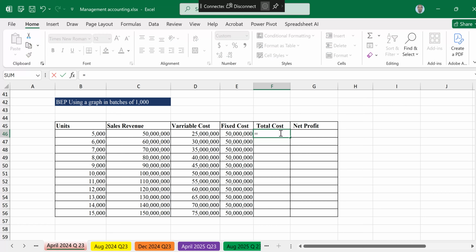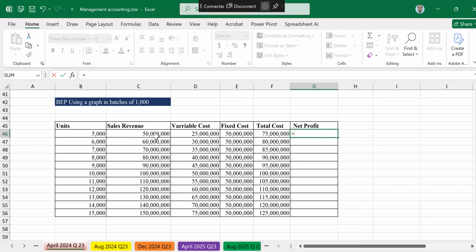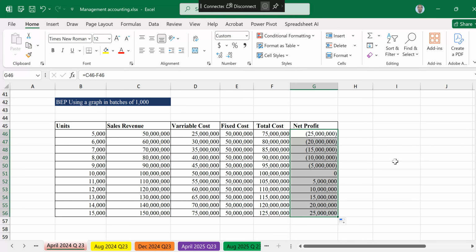Total cost equal sign, variable cost plus fixed cost. Don't lock anything because you want 25 plus 50, 30 plus 50, 35 plus 50 as it moves down. So don't lock for that, then drag down. Net profit, that is easy because you take sales revenue minus total cost. Then drag down.